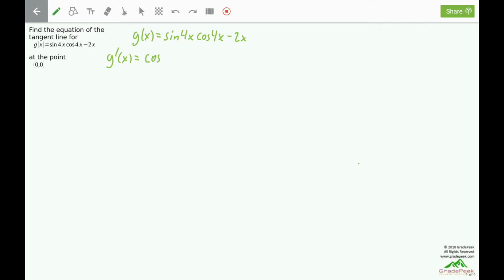The first is a sine. The derivative will be cosine of 4x, then multiplied by the derivative inside to complete the chain rule, times the second left alone, plus the first left alone, sine of 4x, times the derivative of the second, derivative of cosine, negative sine of 4x, leave its inside alone, then multiply by the derivative of its inside to complete the chain rule. And then we have the minus 2x, and the derivative of that is minus 2.